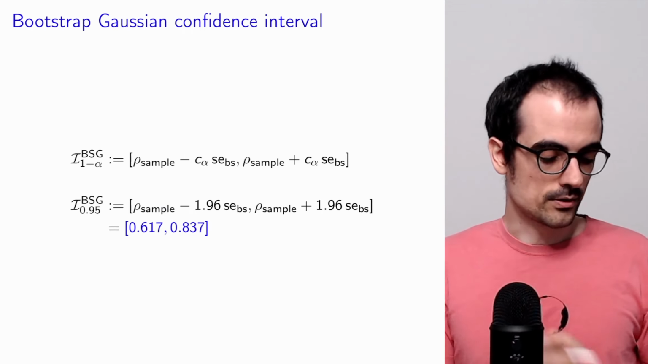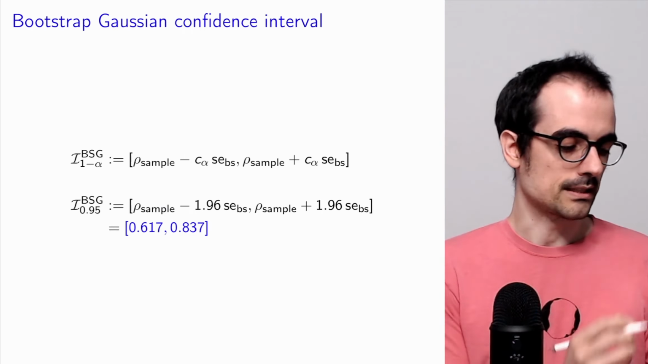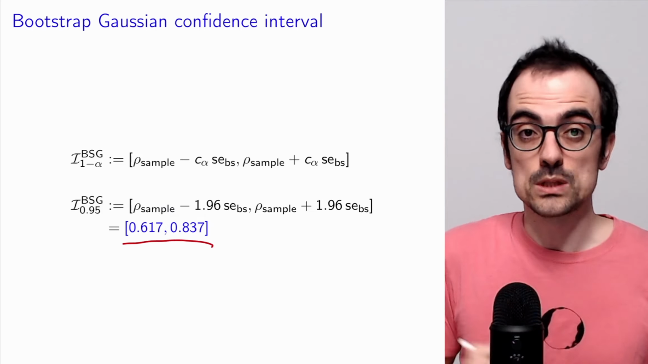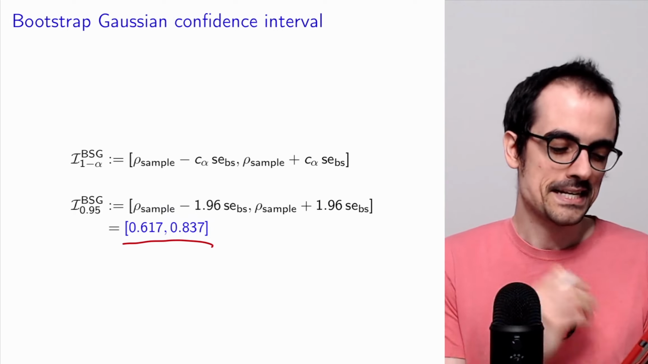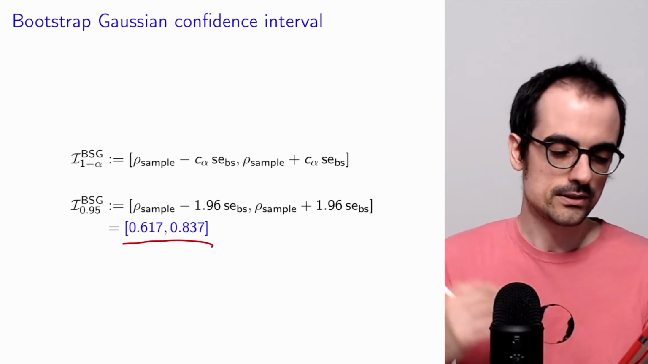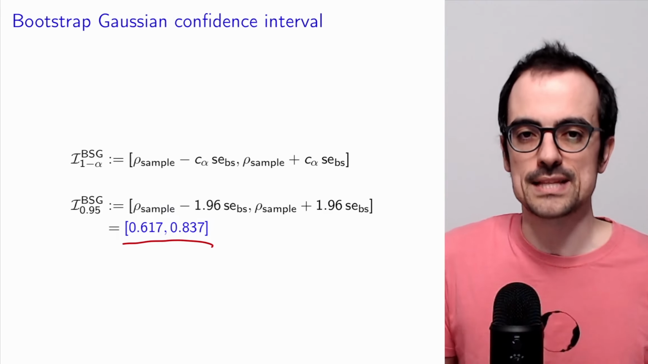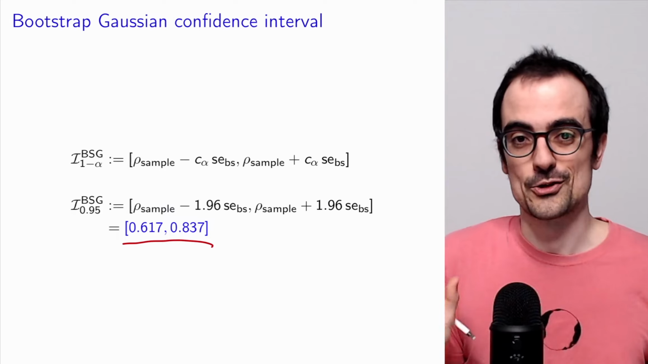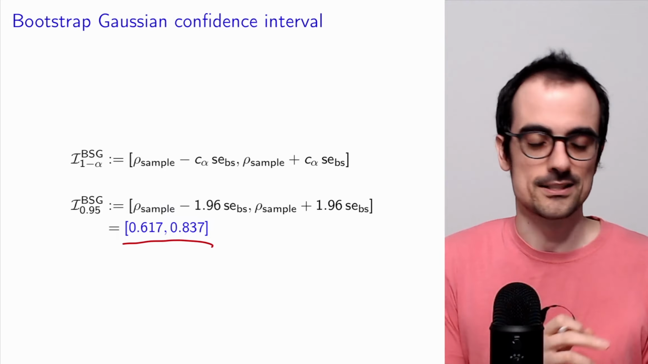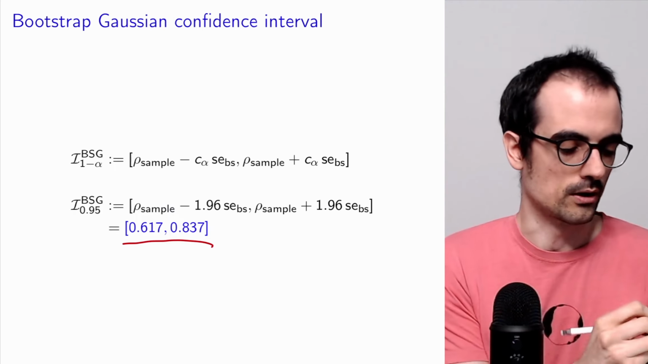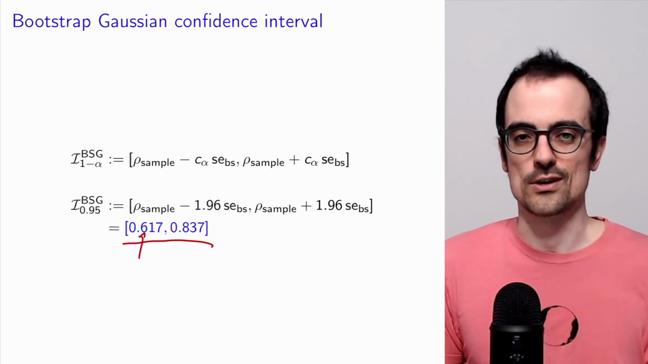Okay, in this case, for this specific example, these 100 samples that I showed you, this is the confidence interval that we end up with. And it's a good thing that we have it, because we realize that there is quite a bit of uncertainty. It goes from 0.617 to 0.837. Remember that correlation coefficients are always between 0 and 1. So here the confidence interval is pretty large. But still, it clearly indicates that there's positive correlation for sure, right? There's no way the correlation would be negative.